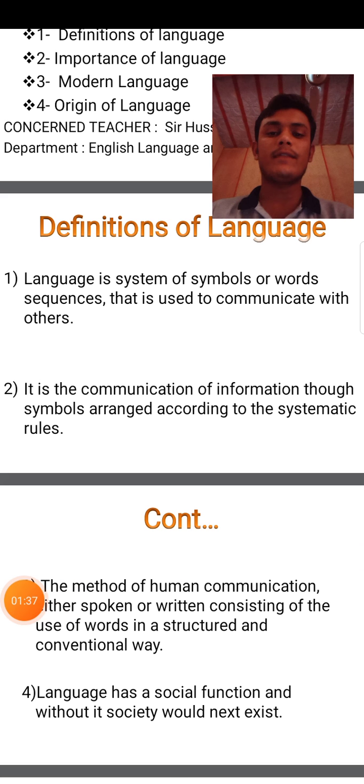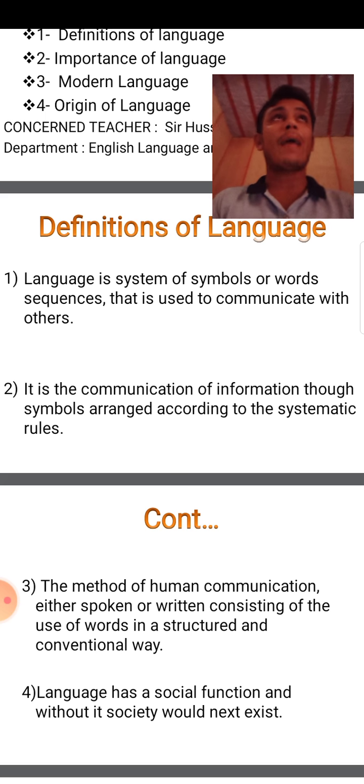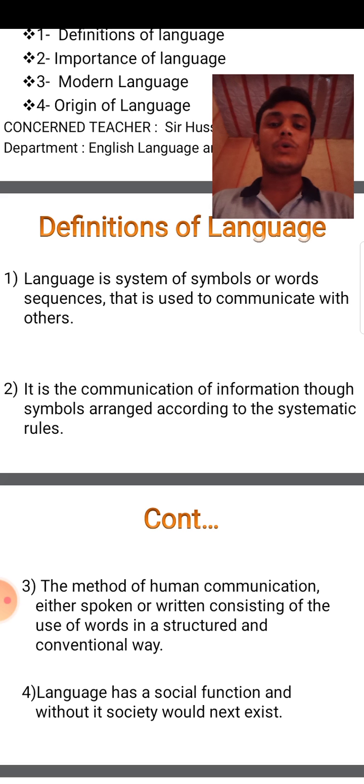Number 1 topic, let's look. Number 1 topic is definition of language. It means, what is language? We have to define. Number 1, language is the system of symbols or word sequences. It means language is the system of symbols. Any language has symbols and their words and sequences. If a language has no sequence, there is no language.